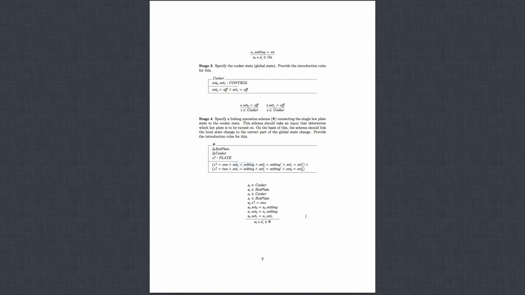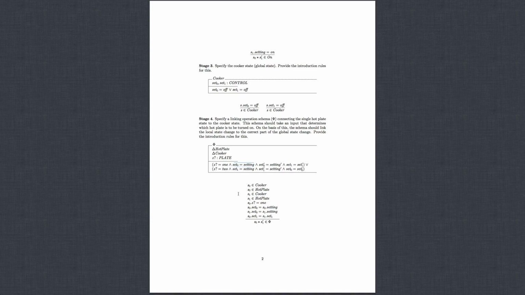We'll see that in a moment. You can see that it's a much more complicated state. So, the conclusion, as per usual, says that the before state and the after state will live in this linking schema under certain circumstances. First of all, that the before state is a member of the cooker and is a member of the hot plate as well, and the after state is a member of the cooker and the after state is a member of the hot plate as well.